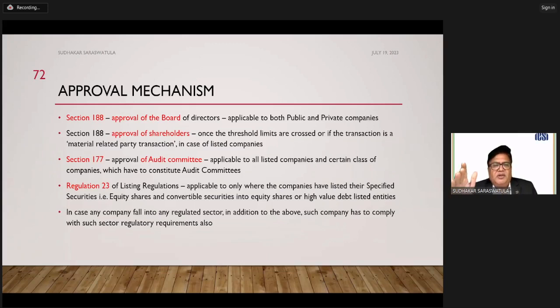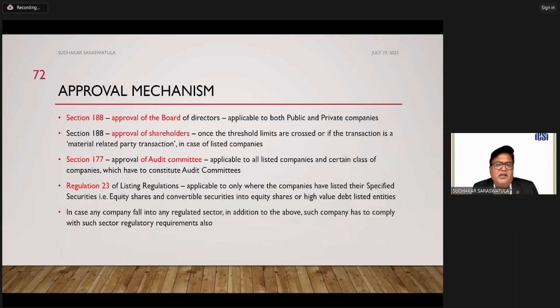But at the same point, let me clarify that the exemption from Section 188 is there, but not under Section 189. 189 talks about the maintenance of register for related party transactions. So that will be there definitely. So whatever the related party transactions entries are concerned in the register, that is intact. There is no exemption as far as that is concerned. At the same point of time, let me also say the exemption is only from the applicable provisions of 188, but not under 177.